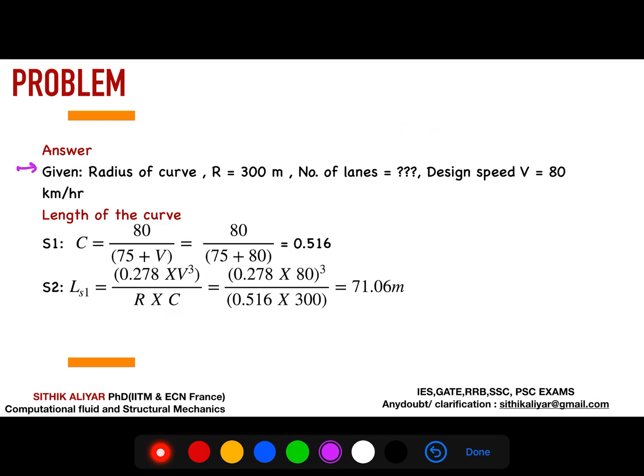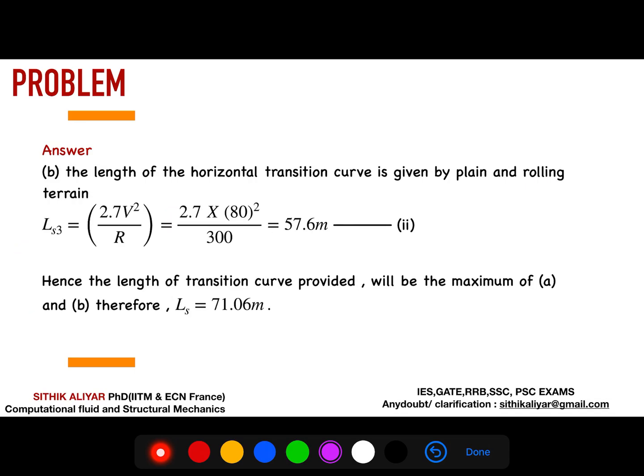They have given radius, number of lanes, which is 2, and the design speed 80 km per hour. Step 1, determine C value, you got 0.51, very good. Step 2, I hope you know the V cube by CR formula, so you just substitute everything, you are getting 71 meter, very good. And as I told you, they have given the rolling terrain. For rolling terrain, we know it is 2.7 V square by R. You substitute the V value, 2.7 into 80 square by R, and you will get 57.6 meter. So LS is maximum of LS1 and LS3. You provide this maximum value as 71 meter. So the first part of the question is over.